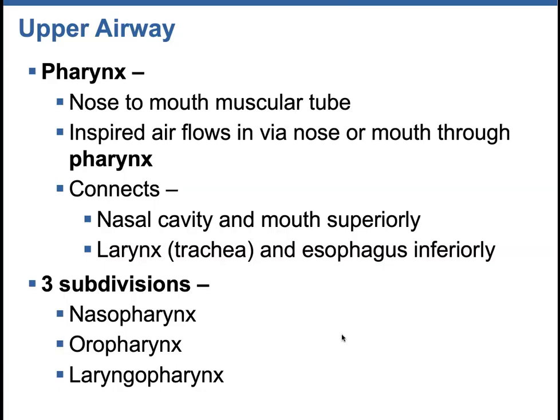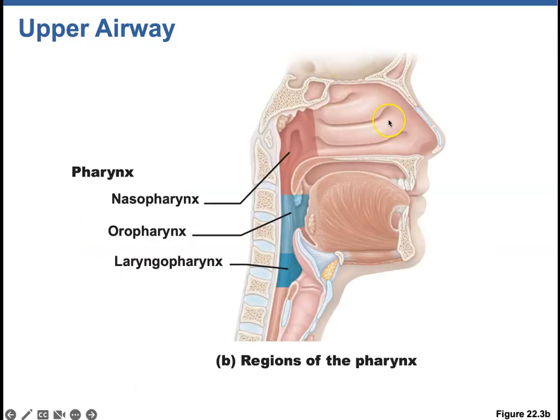Our pharynx is divided into three subdivisions: the nasopharynx, the oropharynx, and the laryngopharynx. When you think of the pharynx, most people think about this tube and think of it as just the throat. But your pharynx actually originates in the back, behind the nose. So here's where your nose is. You inhale air through here.